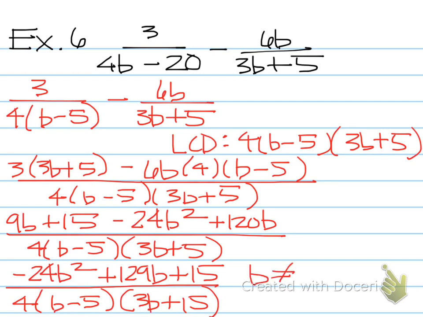b cannot equal 5 or negative 15 over 3, which is negative 5. So negative 5 or positive 5. Those two values will cause the denominator to be 0.